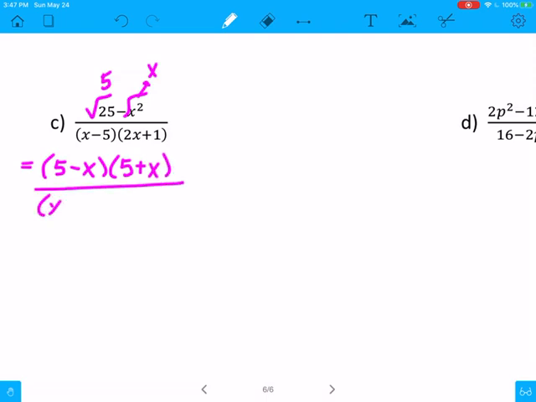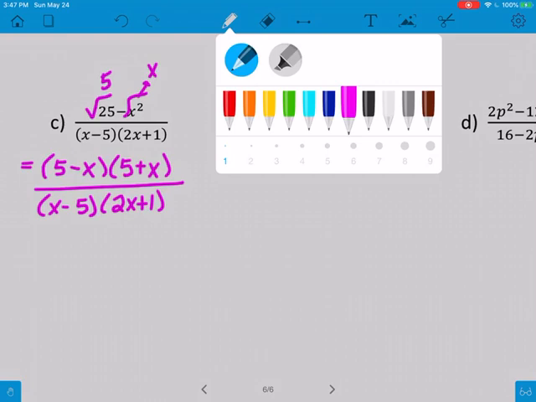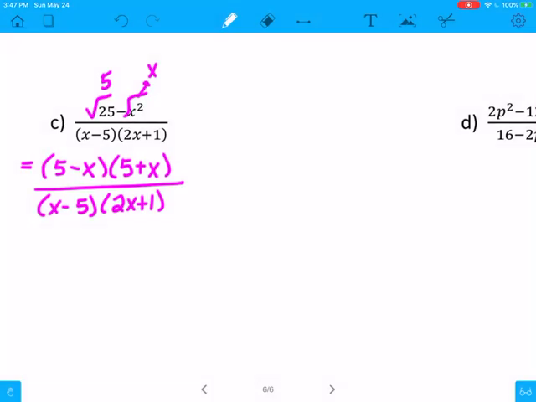Over x minus 5, 2x plus 1. Okay? Now if you look at these two, I have positive 5 minus x and I have positive x minus 5. So what I should do is take a negative 1 out. That'll change this to a negative 5 and this to a positive x, and now they'll match. So I'm going to get negative 1, positive x minus 5.